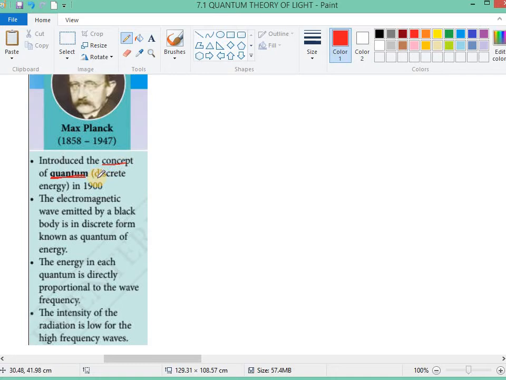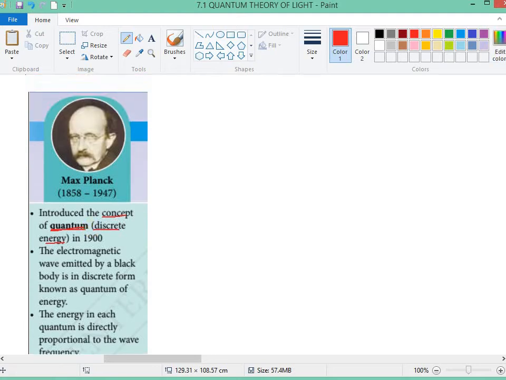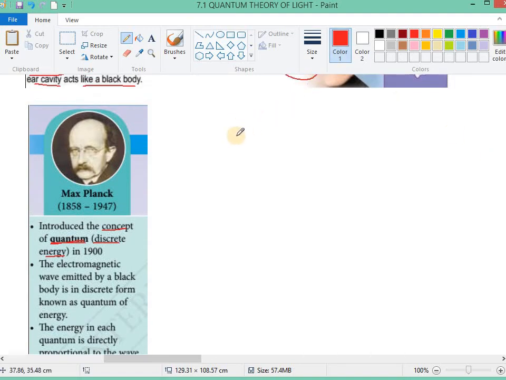It means that energy is actually discrete. Energy is actually transferred in a discrete amount. So what does it mean by discrete? Let's compare discrete and continuous. Let's look at continuous first.